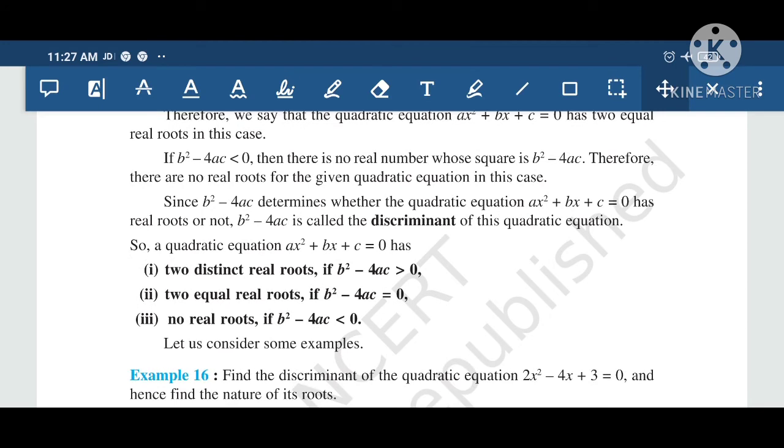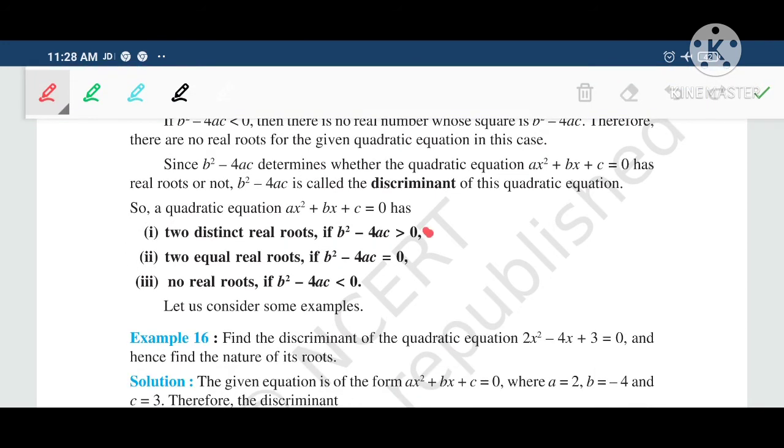First one, two distinct real roots: b square minus 4ac is greater than 0. Two equal roots: when b square minus 4ac is equal to 0. No real root: there is no root when b square minus 4ac is less than 0. So next we move on to the exercise problems directly, to solve whether the given quadratic equations have two real roots, or equal roots, or no real root.